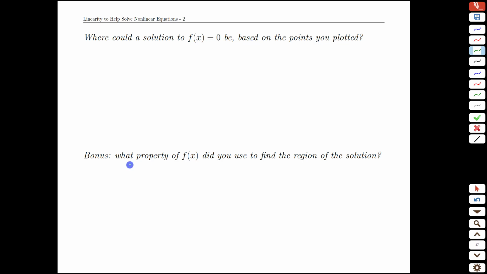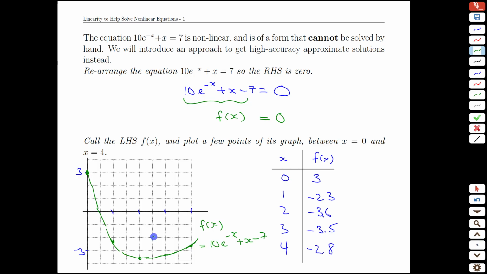Now we're going to go back to the graph, but ask yourself, where could a solution be based on the points you plotted? And take a look at this question as well. What property of the function would we be using to find that region? Well, if we take a look at this function and we know what we're looking for, which is where does that function value or y value equal 0, we can see pretty clearly that somewhere between 0 and 1, we expect there to be a solution. It might be closer to this point, we don't know the exact shape, it might be closer to 1, but it's certainly going to be between 0 and 1.